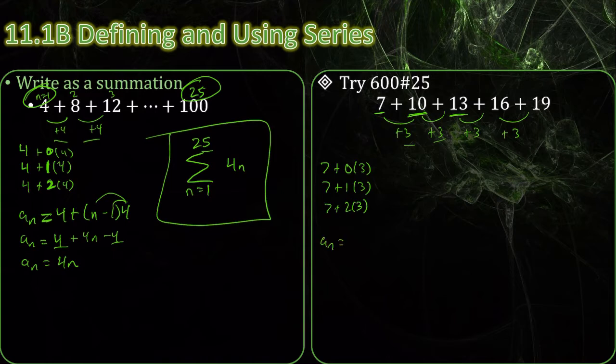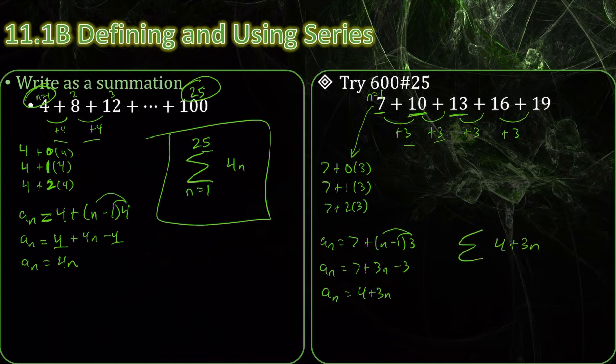So your rule is 7 plus n minus 1 times 3, because again, n starts at 1, but it's a 0, so I have to subtract 1. So it is 7 plus 3n minus 3, or 4 plus 3n. So if you write it as a summation, again I used n as my index. I'm starting with n equals 1, and it's 1, 2, 3, 4, 5 terms. We'll stop when we plug in the 5.